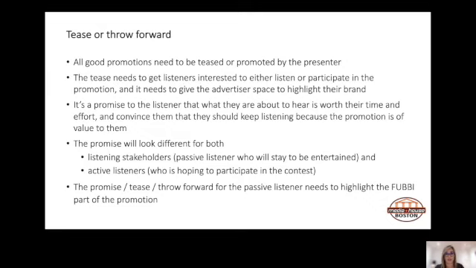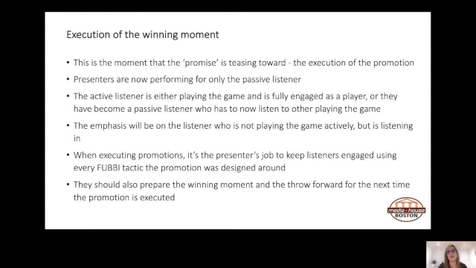So when you are on air, you need to know what should be where. If we look at the execution of the winning moment, this is the moment that the promise is teasing toward, okay? So the execution of the promotion. This is where you're now giving them what you promised them will be coming up, something that is of value to them. The presenters are now performing for only the passive listener.